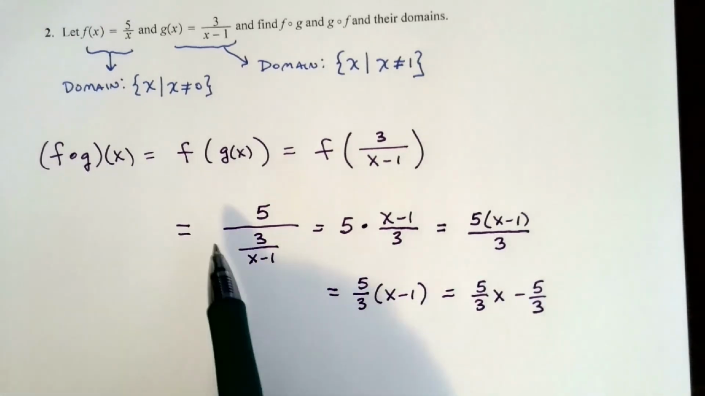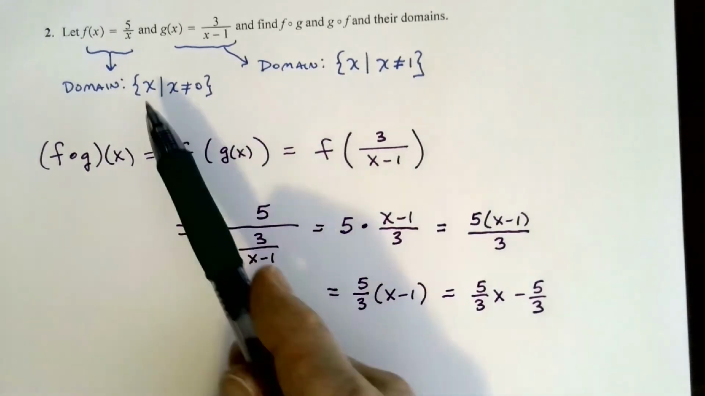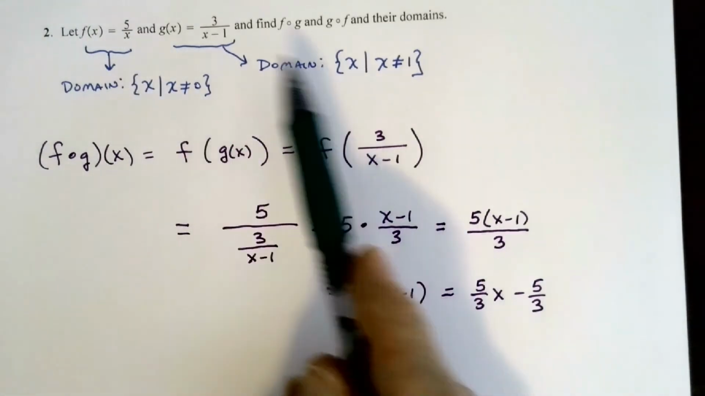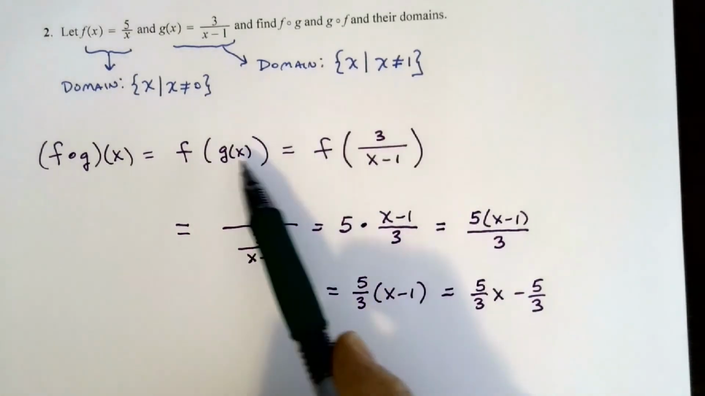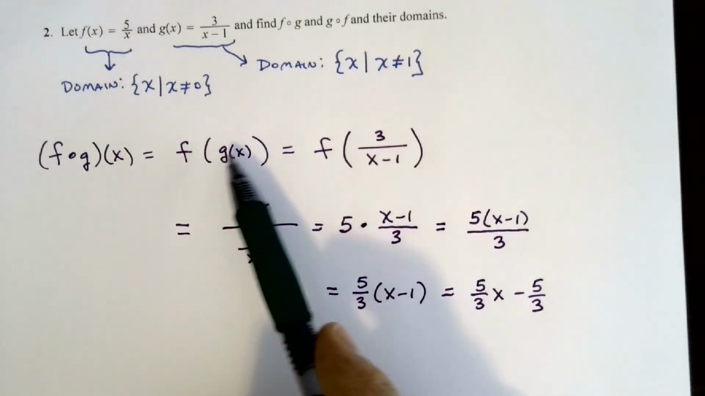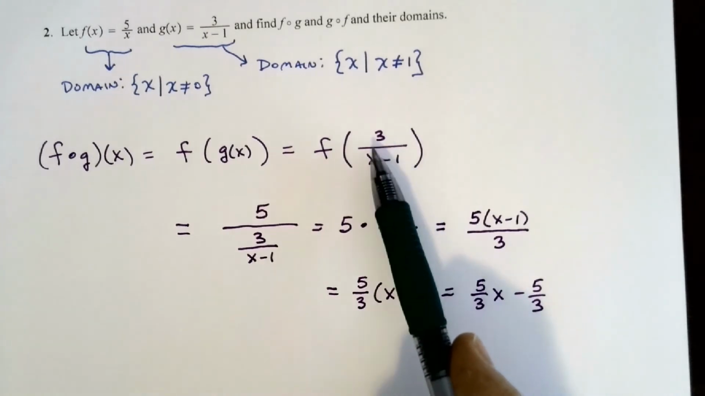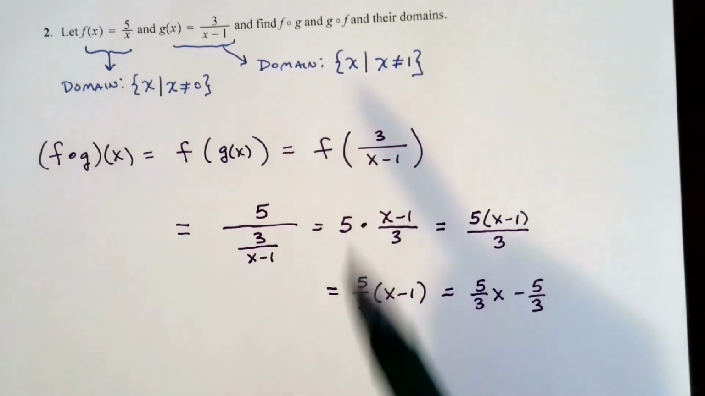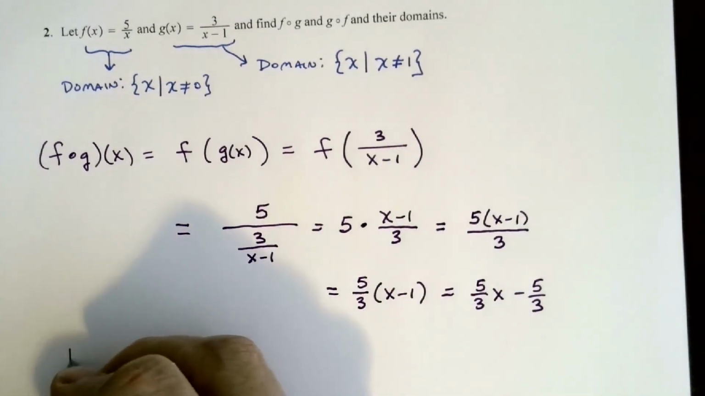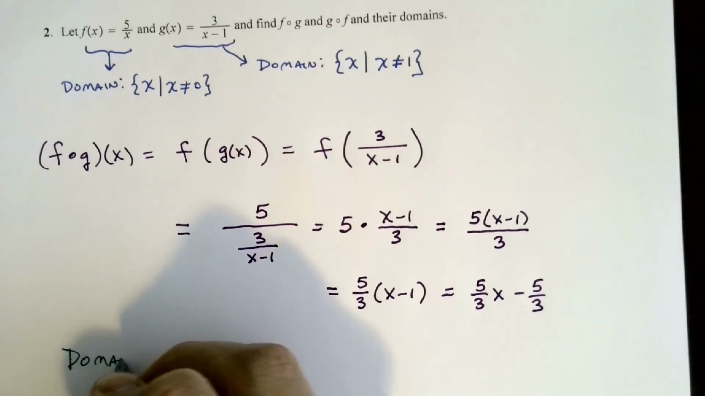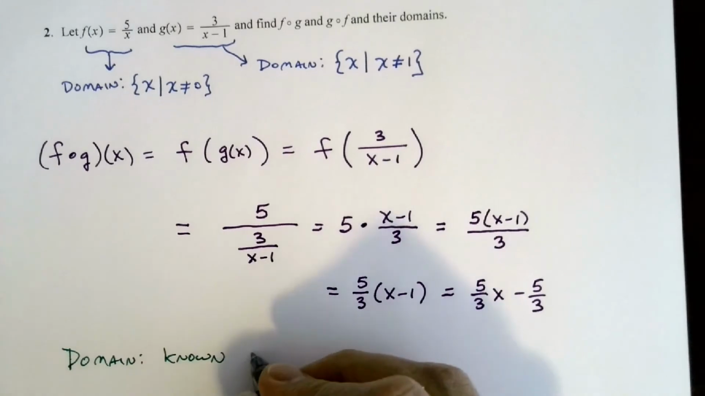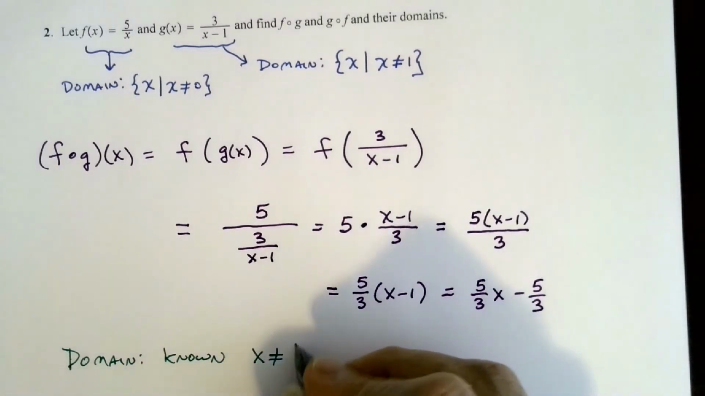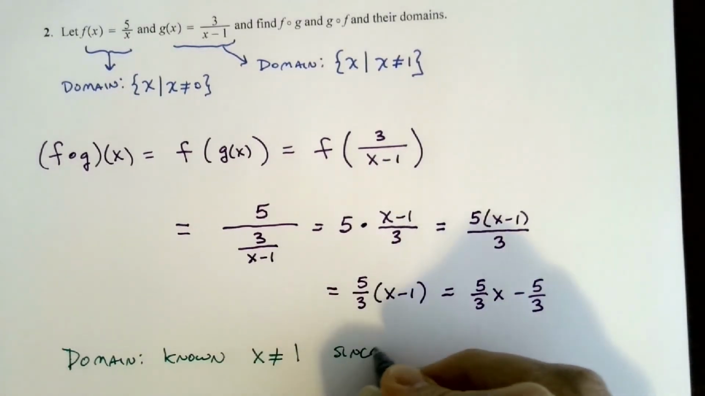Whoop, I said that backwards. I'm sorry. That's the domain of f. The domain of g is everything except for 1. Excuse me. So we have to exclude 1, right? Because we start with that. And you can see that here clearly, right? Because this is my input, 3 divided by x minus 1. So we know, when we look at the domain, that x cannot equal 1 since we start with g of x.